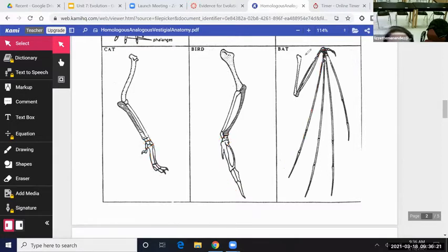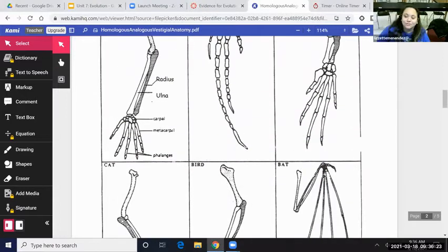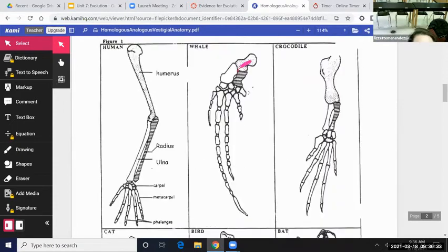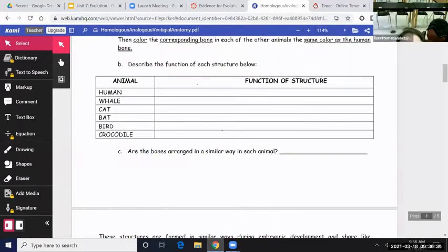So even though they look pretty different because they do different things, structurally, they all have the humerus, the upper arm bone, the radius and the ulna, the lower arm, and the wrist bones and the hand bones. So I would argue that they are arranged in a pretty similar way.